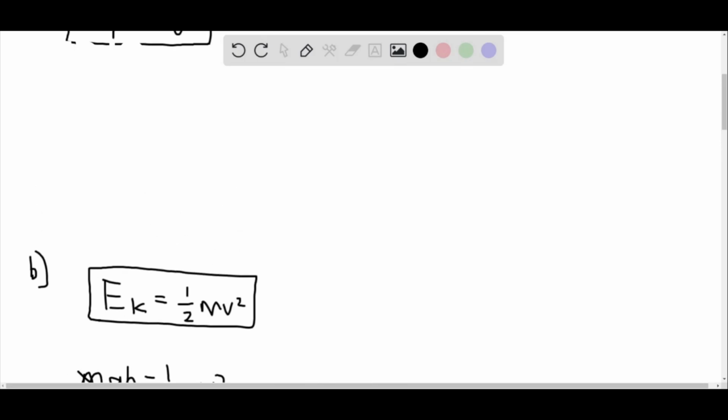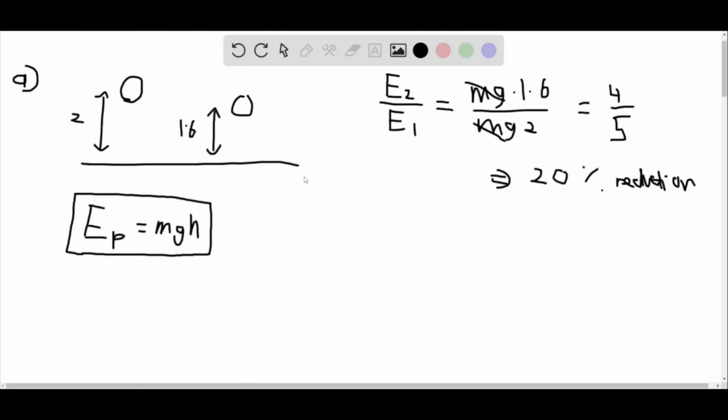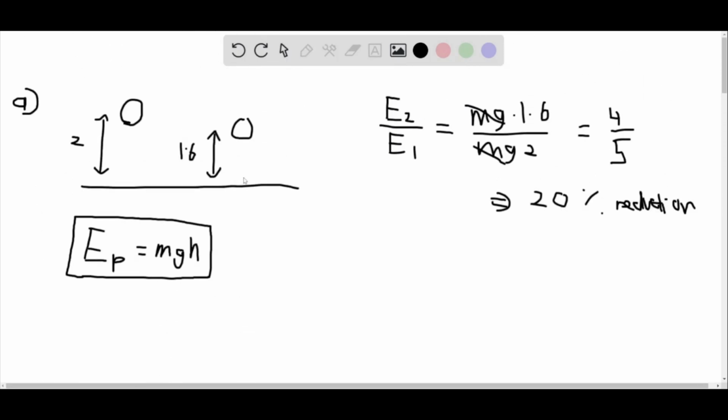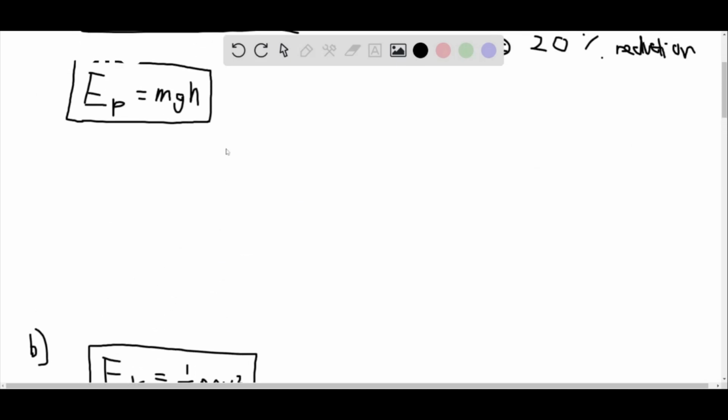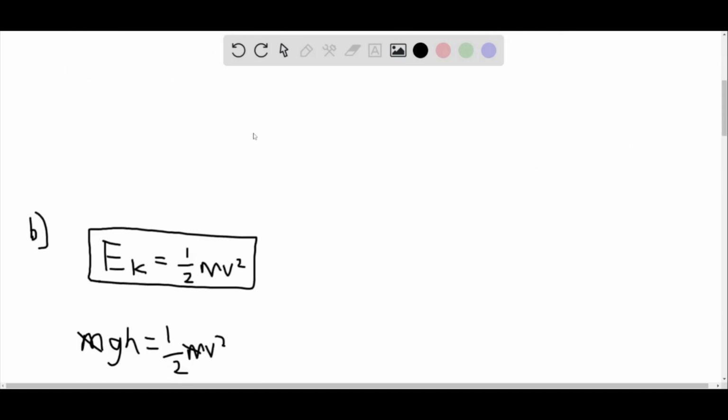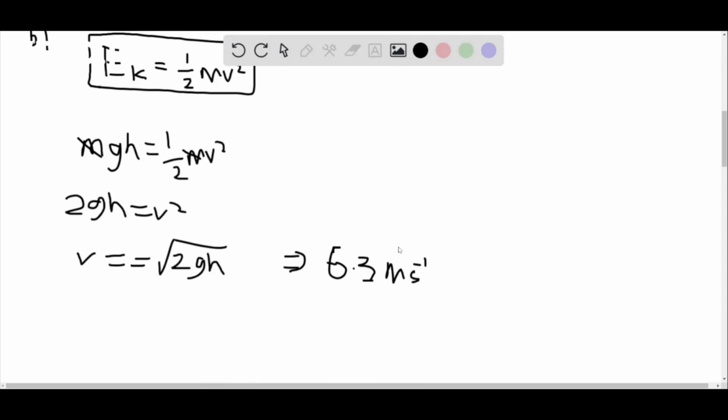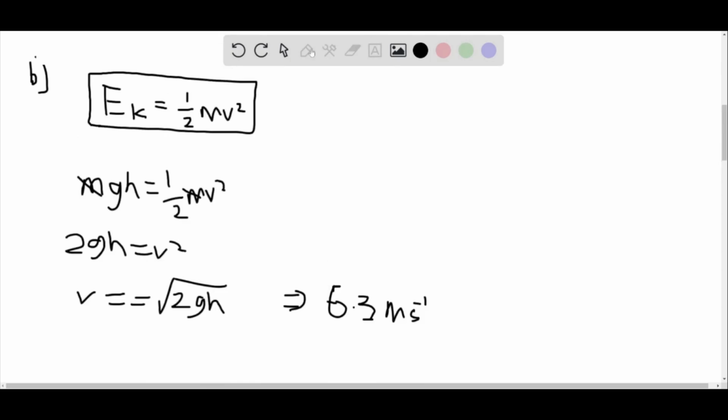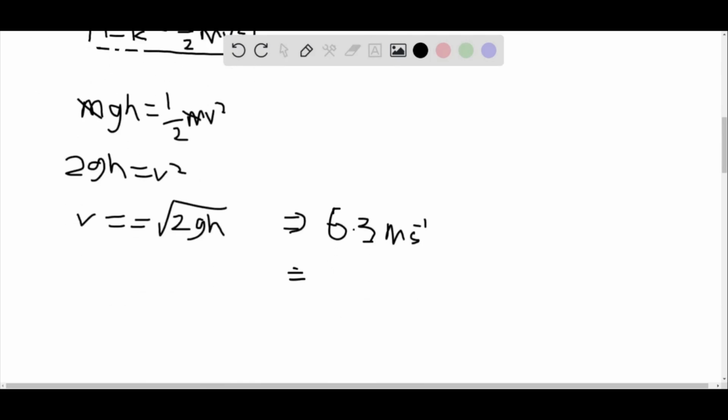After the bounce, we can just do the opposite of what we've done before. So we say that the maximum kinetic energy from this point turns into potential. So we can just say the same thing again, but instead we input h as 1.6. And when we do that, we get 5.6 meters per second.